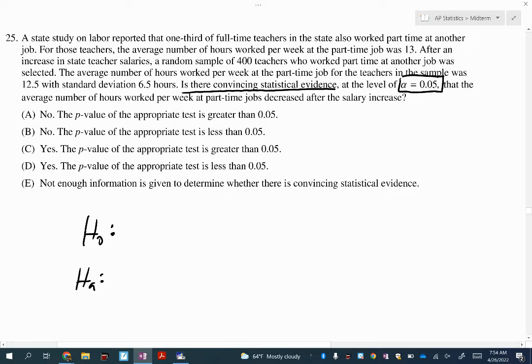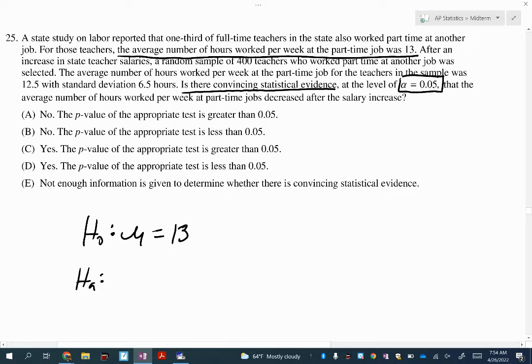How many samples do we have? Just says there's one, right? A random sample of 400 teachers. Looks like this is as straightforward as it comes. One sample t-test. So right now, what do we think is the average number of hours worked at a part-time job for these teachers? 13. It says the average number of hours worked per week, part-time jobs, 13.